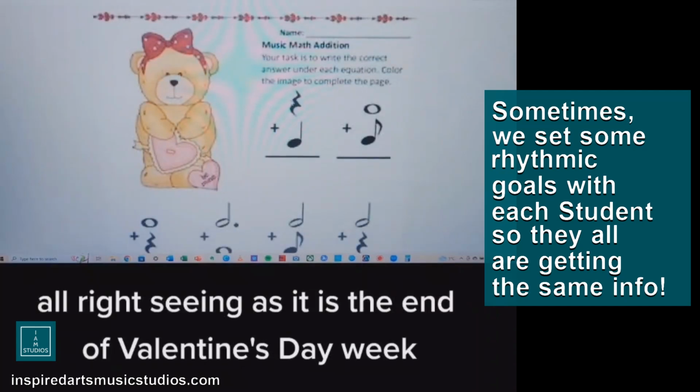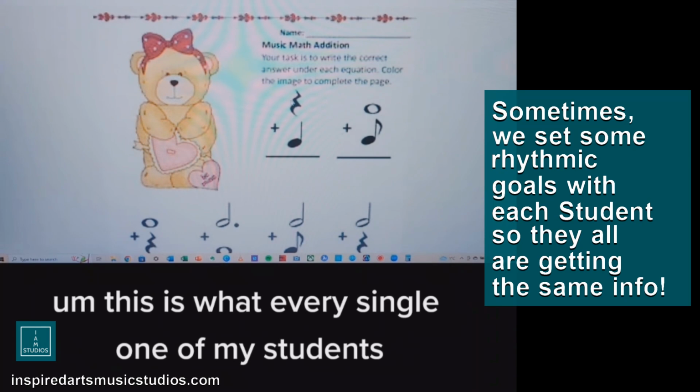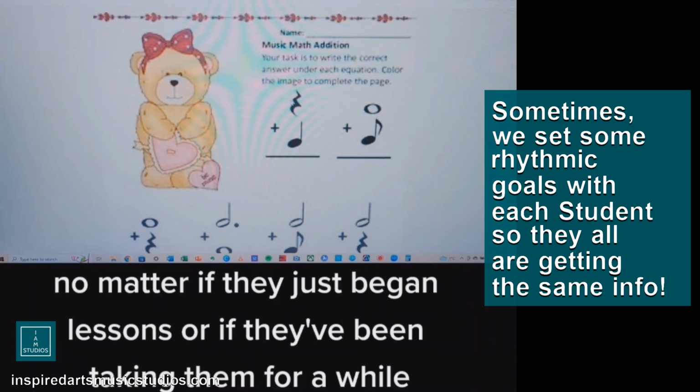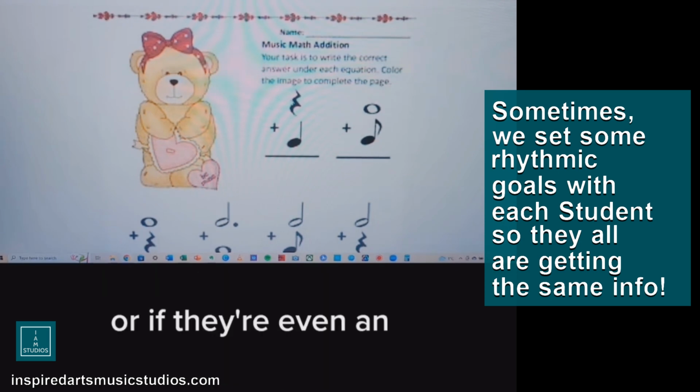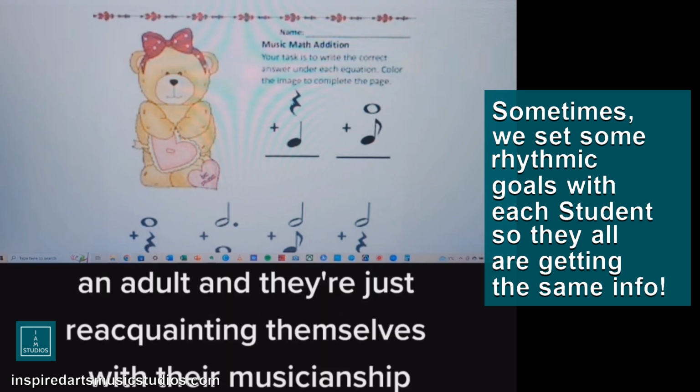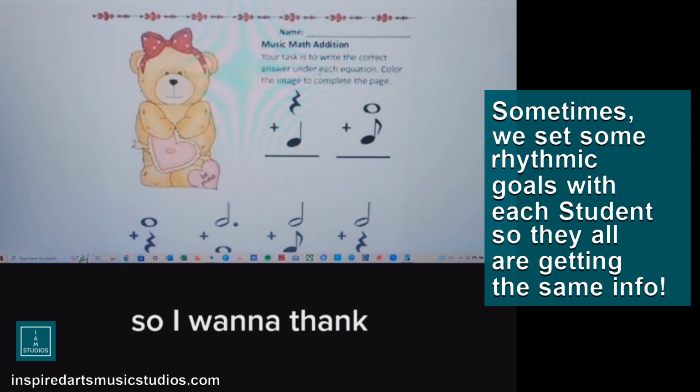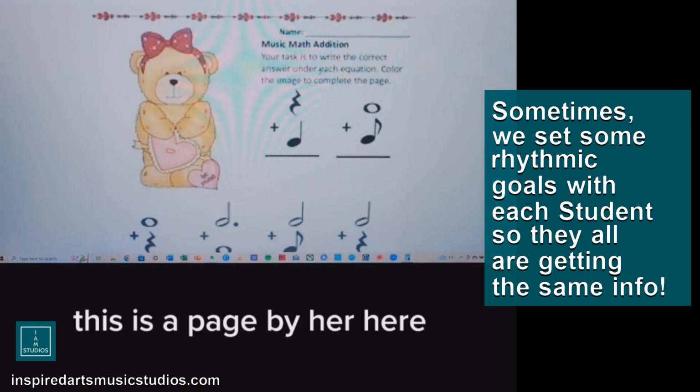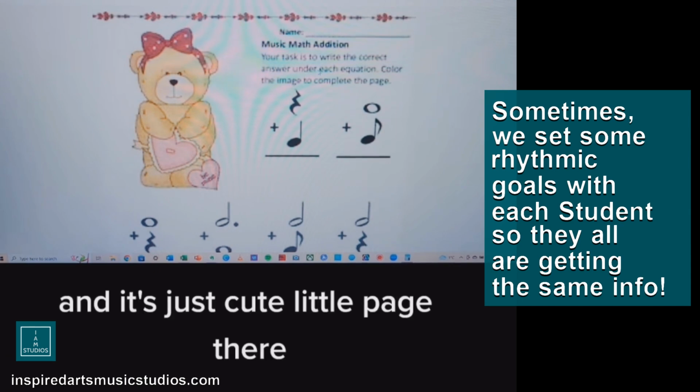All right, seeing as it is the end of Valentine's Day week, I wanted to let everyone know this is what every single one of my students does, no matter if they just began lessons or if they've been taking them for a while, or if they're even an adult and they're just reacquainting themselves with their musicianship. So I want to thank Kim Mulrooney. This is a page by her here, and it's just a cute little page.